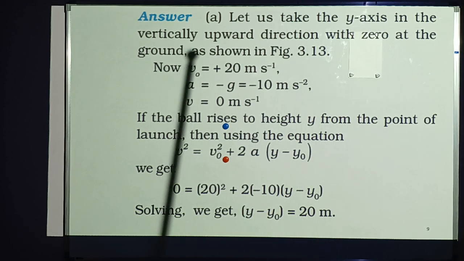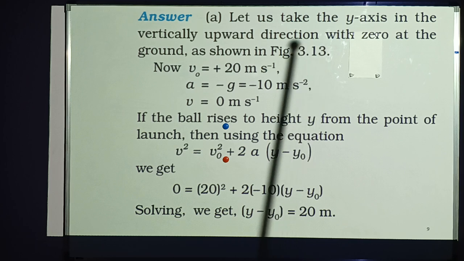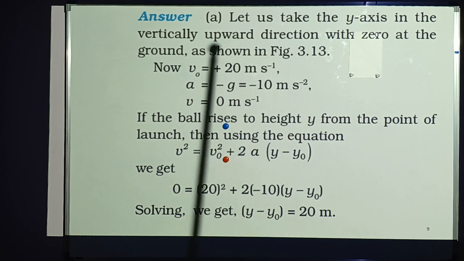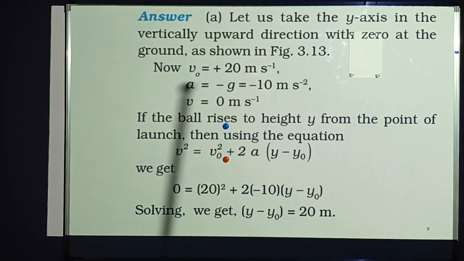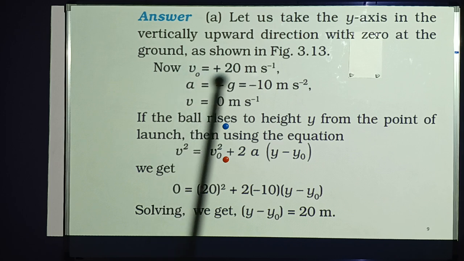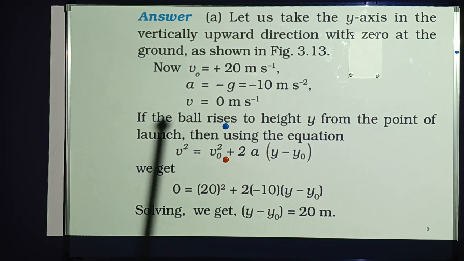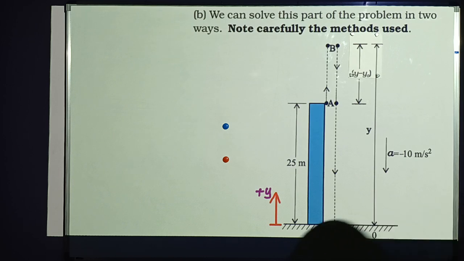Upward direction, y-axis, upward direction is vertically up, positive, 0 on the ground. So initial velocity is plus 20, acceleration is minus g, and the final velocity at the topmost point is 0. So using v square equals u square plus 2as, from there I get the height of the building as 20 meters. We can go through this one. And to get the time, there are two methods.